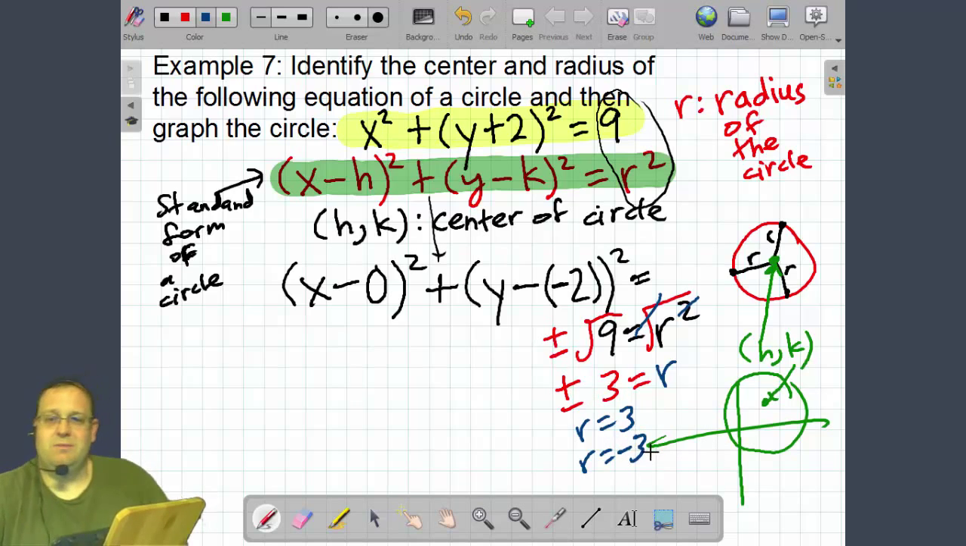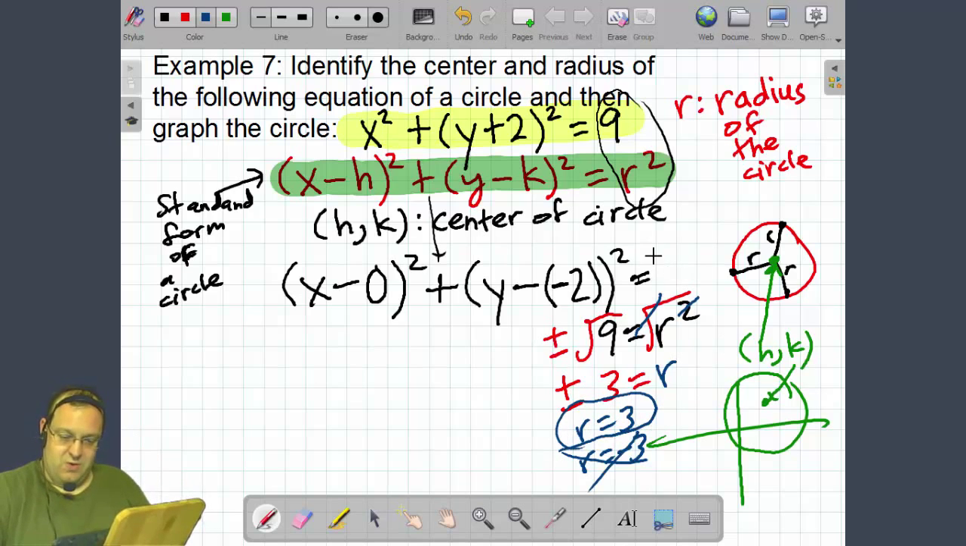But do you see any problem here? Can you have a negative radius? It doesn't make any sense to have a negative distance or a negative radius, so we're going to go ahead and get rid of that one. So we're going to know the radius is 3. You could rewrite it like this if you want, equals 3 squared.